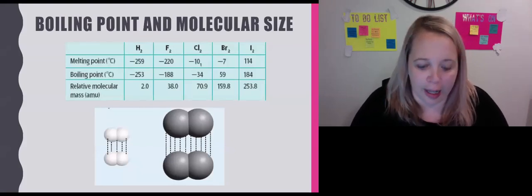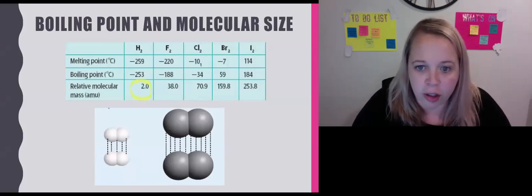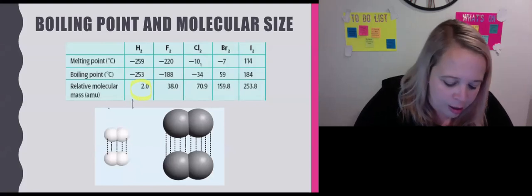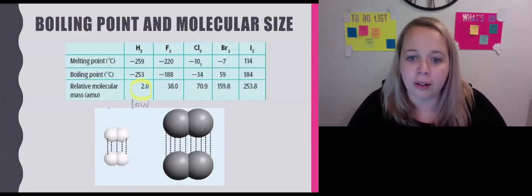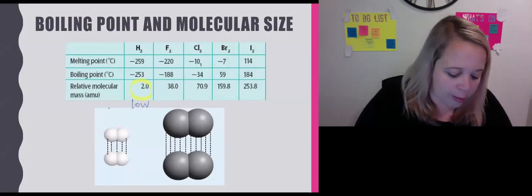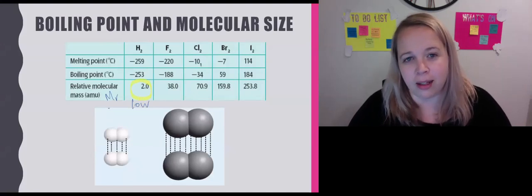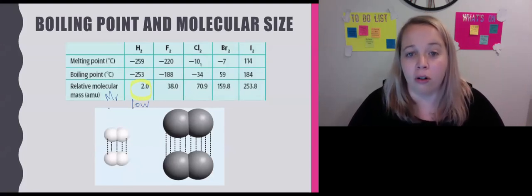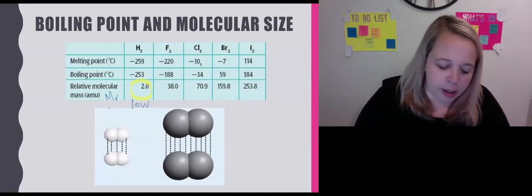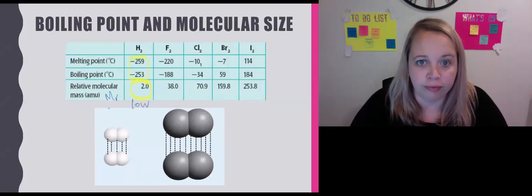Have a look at the relative molecular mass of hydrogen here. It's very, very low. The relative molecular mass of hydrogen is really low. It's only 2. You can figure that out. This is your Mr. You've got 2 hydrogens, each one of them has a relative atomic mass of 1, so add them together and you get 2. Now its boiling point and its melting point are really, really low.